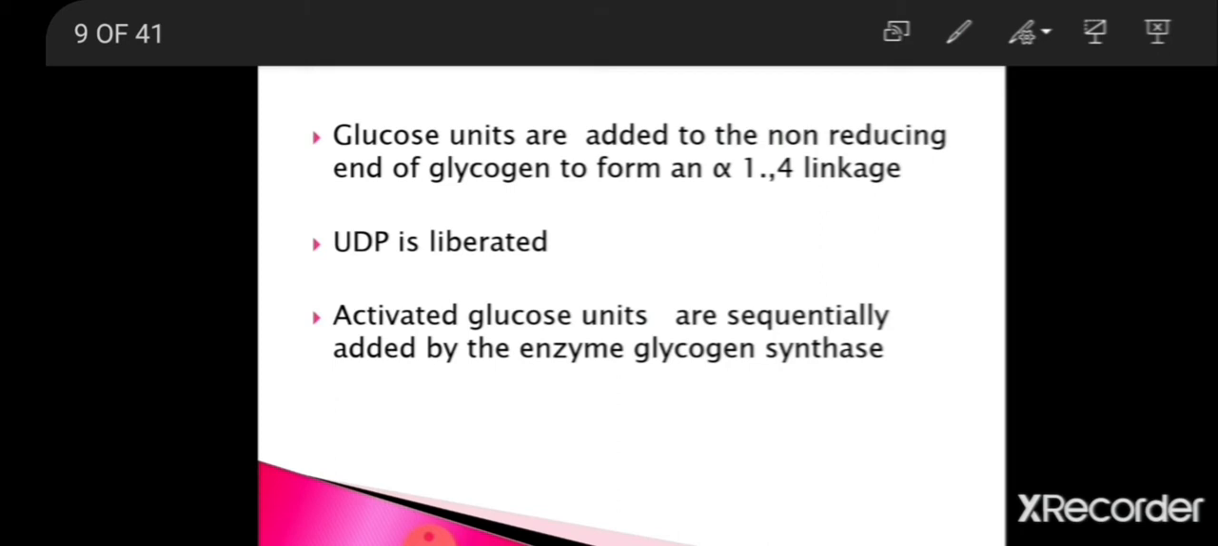In the next step, activated glucose units are sequentially added by the enzyme glycogen synthase. These glucose units are added to the non-reducing end of the glycogen primer. And what is the linkage? It is connected by alpha 1,4 glycosidic linkage. Only glucose is attached and UDP is liberated.